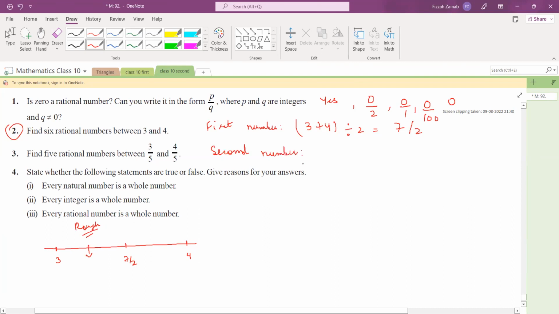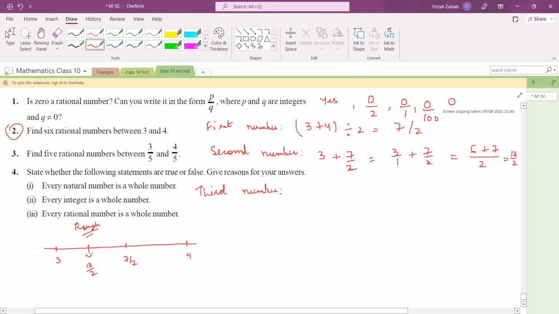So this time I'll add 3 and the 7 by 2 which I have found. Again, you have to take LCM. You will write it as 3 by 1 plus 7 by 2. Then take LCM, LCM will be 2. Then 1 into 2 and 2 into 3 is 6, and then 7. So it will be 13 by 2, right? So somewhere here you have a new number, that is 13 by 2. Fine.